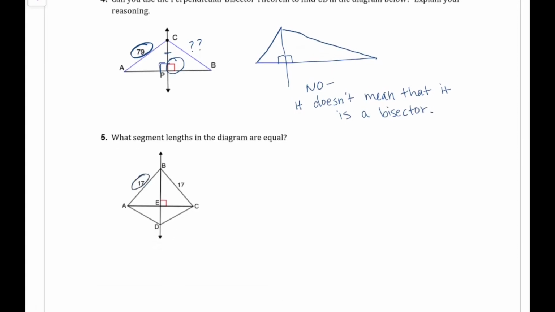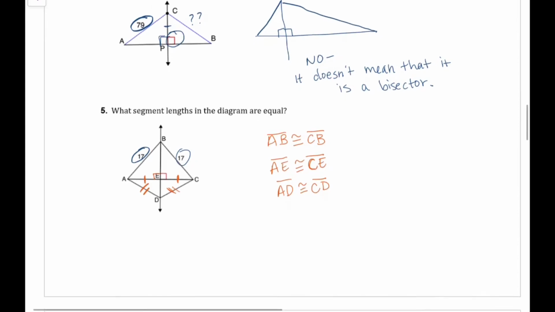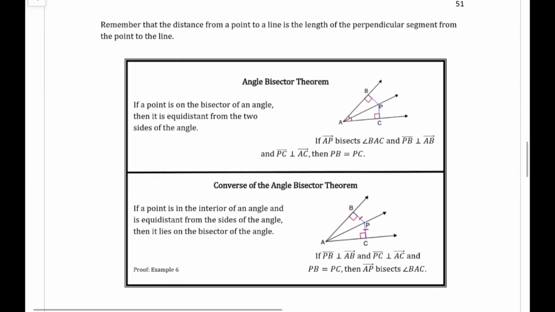On example 5, we are looking at the diagram and seeing which ones are equal. So 17 is obviously equal to 17, so AB would be congruent to CB. It's perpendicular and it's equidistant from both sides, so the inside has to be congruent. So AE has to be congruent to CE. And since D is right on that perpendicular bisector line, it also has to be equal. So AD has to be congruent to CD as well.